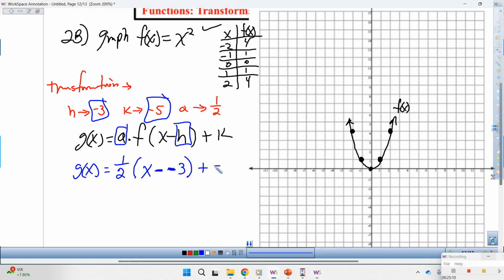K is negative 5. Negative 5. All right, let's rewrite this. We got g of x equals 1/2 x. Negative times the negative is a positive 3. Positive times the negative is a negative 5. And since this is a squared or quadratic, make sure you put the squared right there.